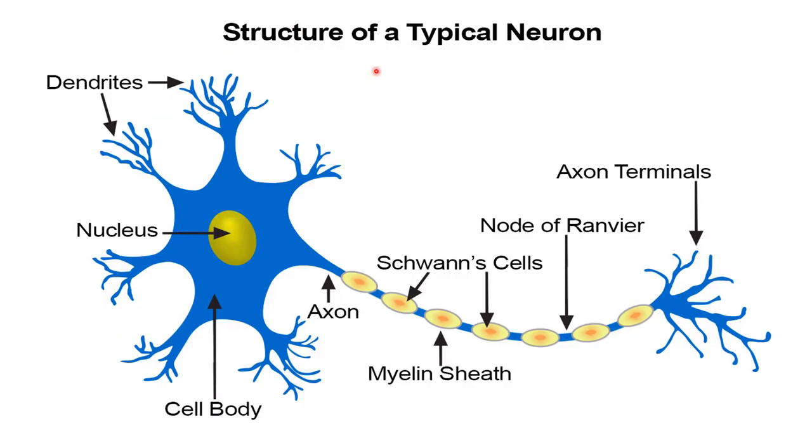Now we will talk about the structure of a typical neuron cell, that is a nerve cell. It looks like a star. It has dendrites, a nucleus, a cell body, this is the axon, these are Schwann cells, this is the myelin sheath, and in between is the node of Ranvier, and these are axon terminals.